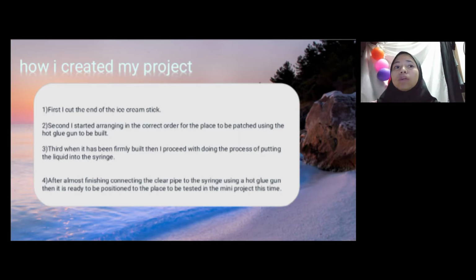Number 3, when it has been firmly built, then I proceed with the process of putting the liquid into the strings. Number 4, and lastly, after almost finishing, connecting the clear pipe to the string using a hot glue gun, then it is ready to be positioned to the place to be tested in the mini project this time. Okay, so now we look at my poster.